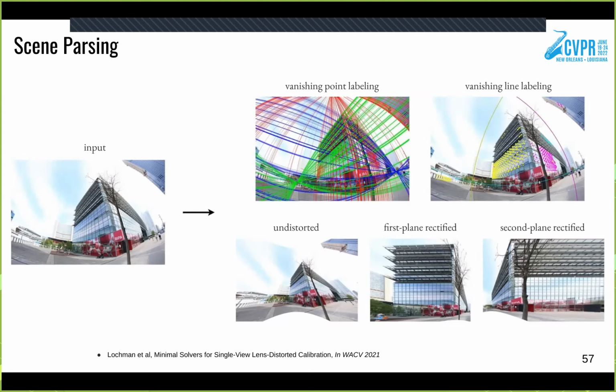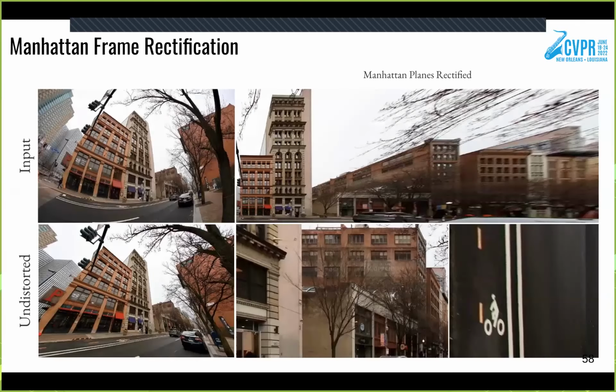And you get metric, by the way, there's no upgrade here. Metric rectification here is direct because you're directly computing this rotation. So you know the calibration and you know the rotation, so you can directly get the rectification. So this is a direct shot. There's no hierarchy here. Here are some results.